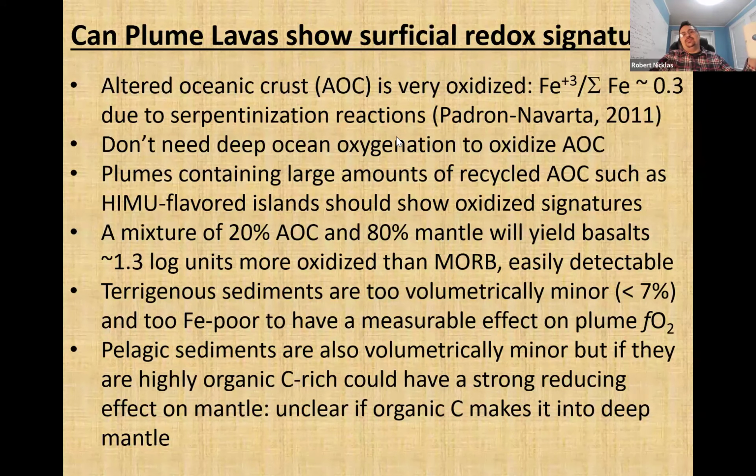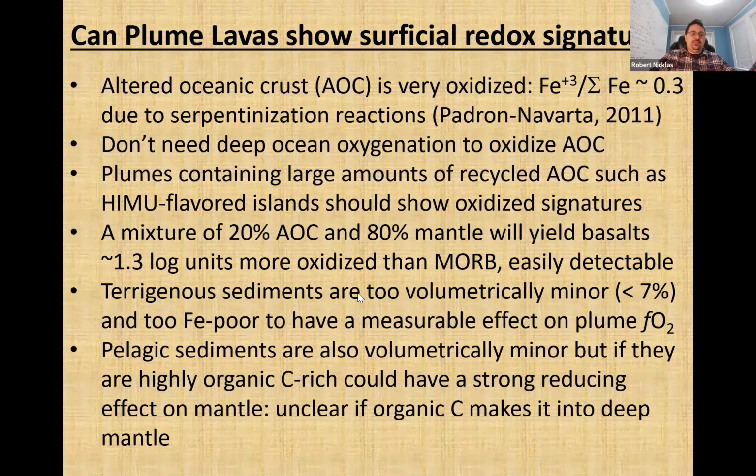It's notable that you don't need deep ocean oxygenation to oxidize AOC. You just need serpentinization. So some plumes thought to contain large amounts of recycled AOC, such as high mu flavored islands, i.e. Mangaia, St. Helena, should show oxidized signatures. We did a back of the envelope mass balance before undertaking this. Around 20% oxidized oceanic crust and 80% ambient mantle will yield basalts around 1.3 log units more oxidized than MORB, assuming that the only difference between these two end members is the iron 3+ over total iron.